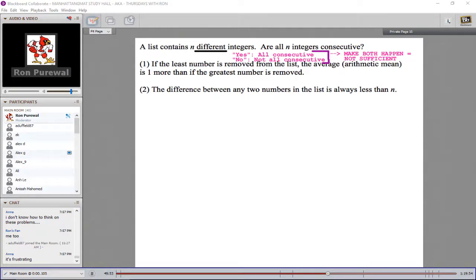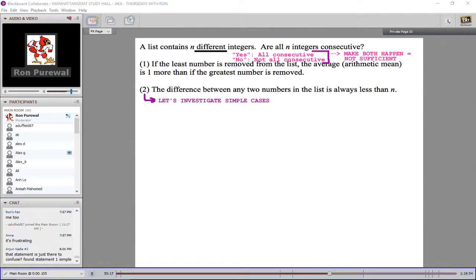Say we have some number of integers. Let's say that n is 3. We can start by looking at simple cases. It's a good guideline in general, when you have something like this and you're not really sure how to investigate it, that the best way to investigate these kinds of things is usually to look at simple cases. Let's look at 3 integers.